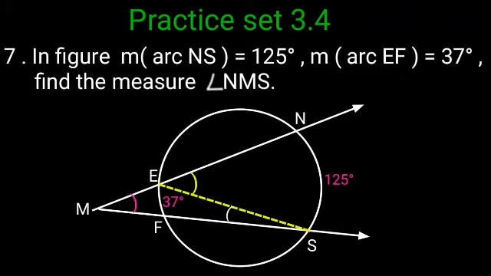Practice set 3.4, example number 7. In the figure, measure of arc NS is equal to 125 degrees. Measure of arc EF is equal to 37 degrees. Find the measure of angle NMS.